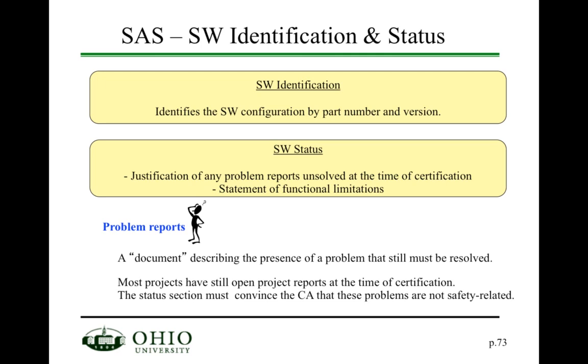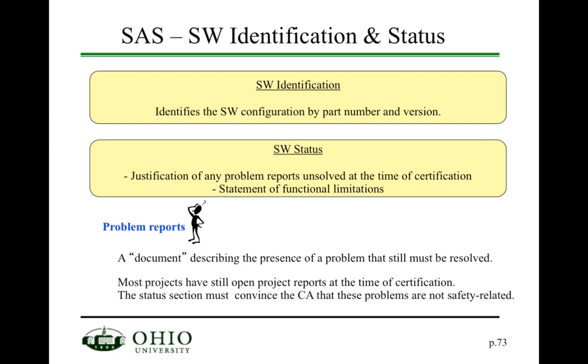Software identification and status. So you're going to identify the latest version, every configuration item you're going to uniquely identify, and you're going to say what the status of this is. In some cases, you have what are called minor problem reports, and we'll talk about these in a lot more detail. But some things may not necessarily be completely done yet at the time of certification. So you need to identify that in this software status section.